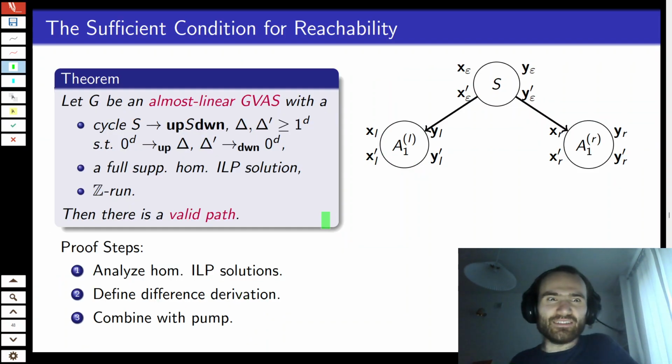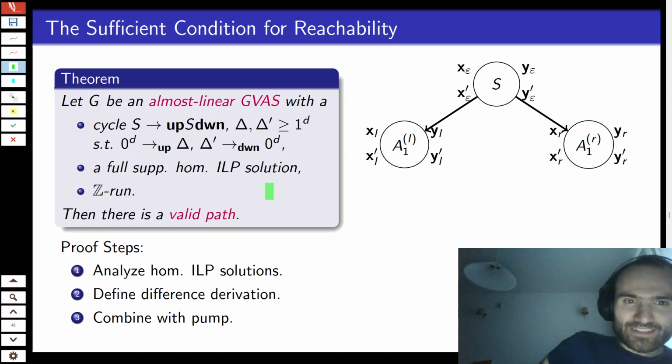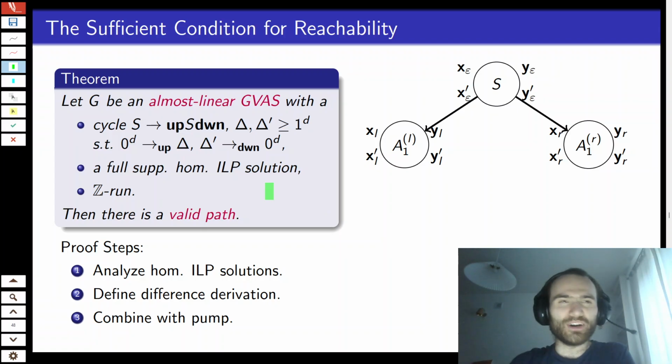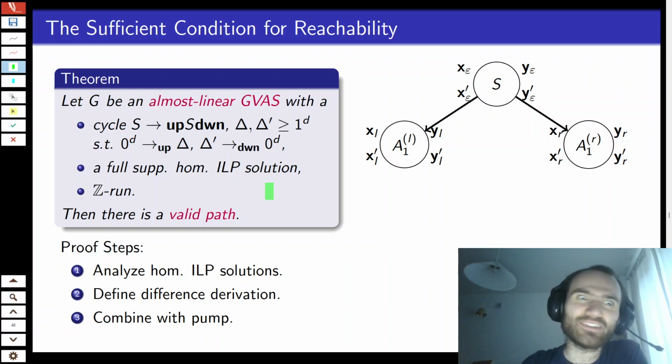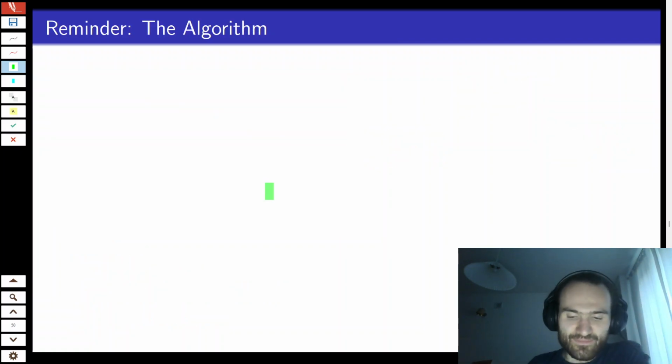And this proves the theorem. If you have an almost linear GVAS with a pump and a full support homogeneous ILP solution and a Z-run, then in fact there is a valid path. Okay, so where do we stand?